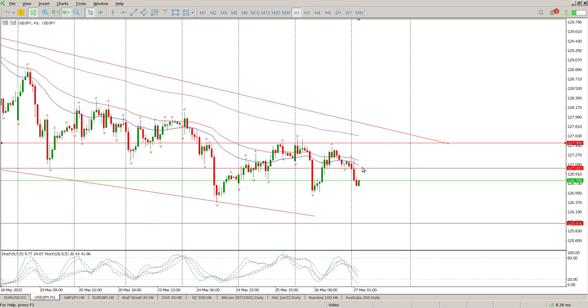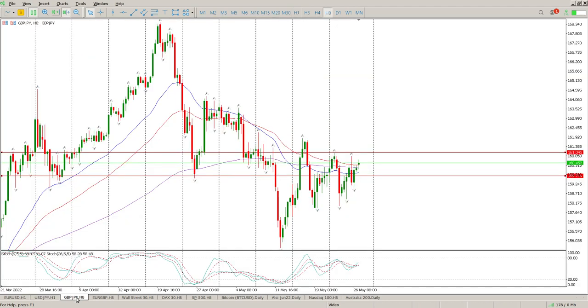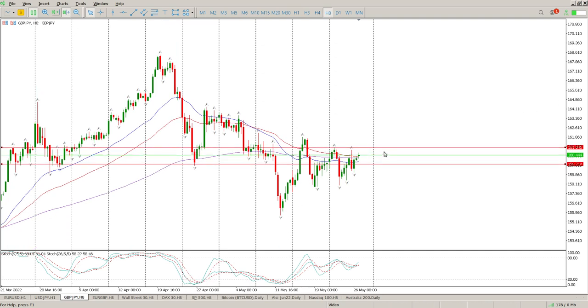The second scenario here is a rejection of 127.023. Then I would expect this move down to 125.976 to happen, which would still be bottom of the trend line down here. So that's the current scenario here, but we are sideways here, so lots of confusion there at the moment.